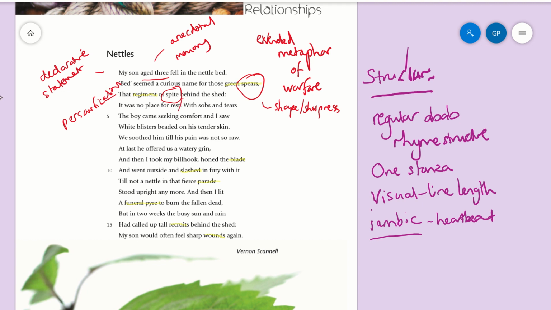Okay, caesura here. So he's going on the irony that the word "bed" has been used when it was certainly no place for rest, because nettles are very, very painful. "With sobs and tears", and I guess you've got emotive language here. "With sobs and tears, the boy came seeking comfort, and I saw white blisters beaded on his tender skin."